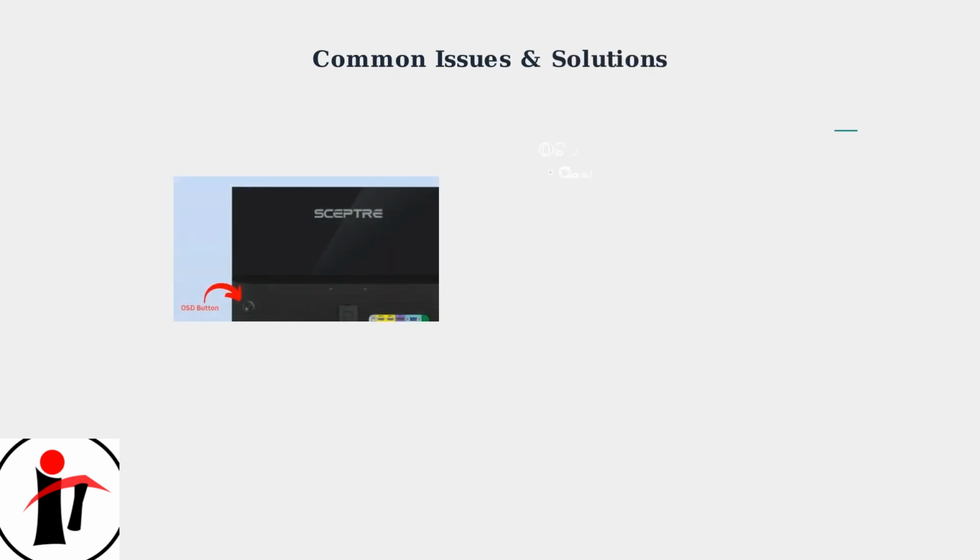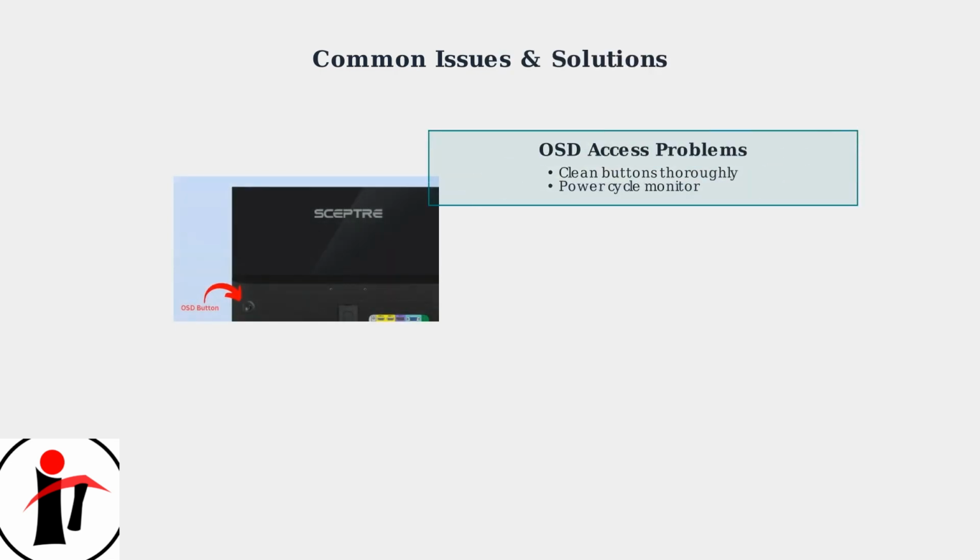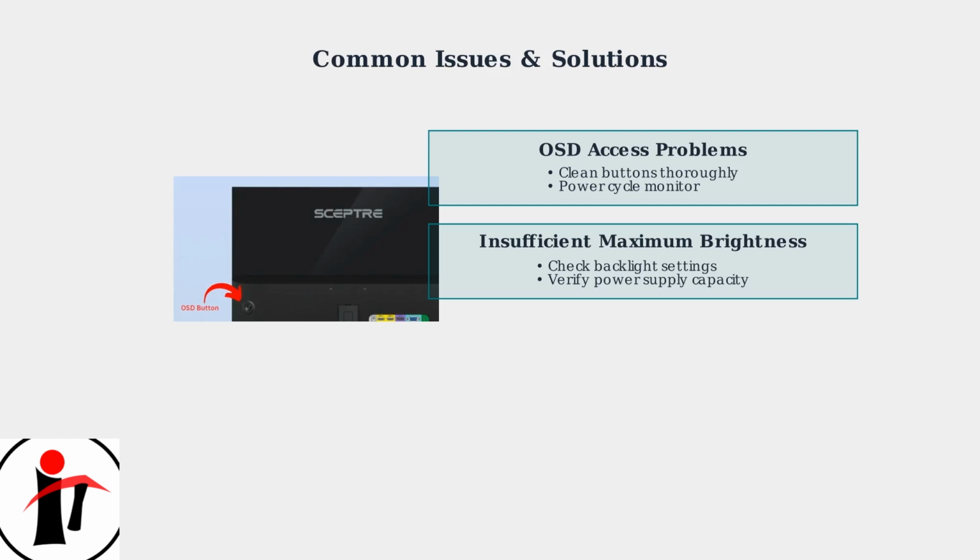Now let's address common brightness-related issues you might encounter with your Sceptre monitor and how to resolve them effectively. The most common issue is difficulty accessing the OSD menu. If buttons appear unresponsive, first ensure they are clean and not physically stuck. If maximum brightness seems insufficient, check the backlight settings separately from the brightness control. These are often different menu options in the OSD.